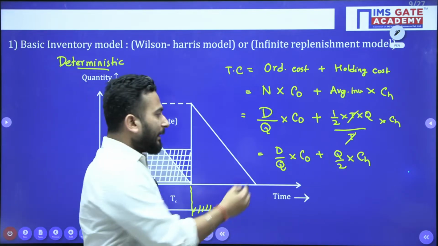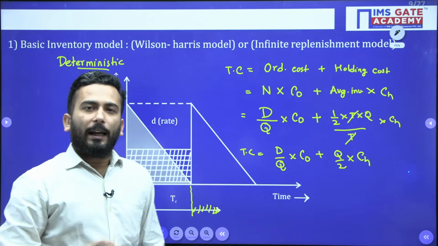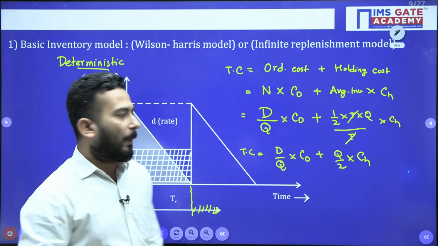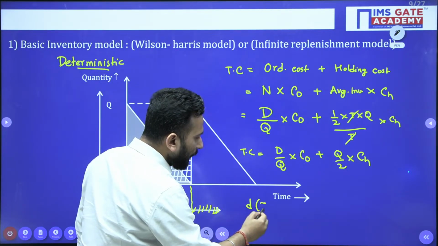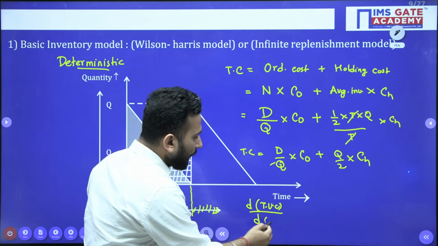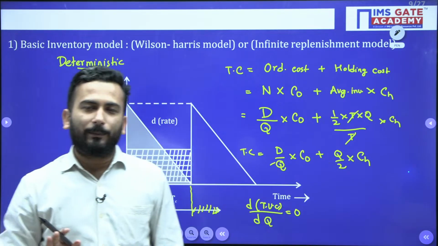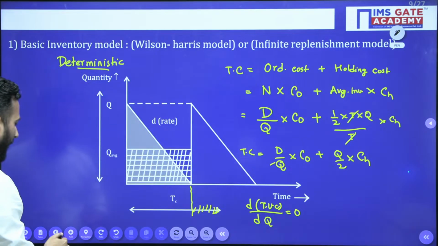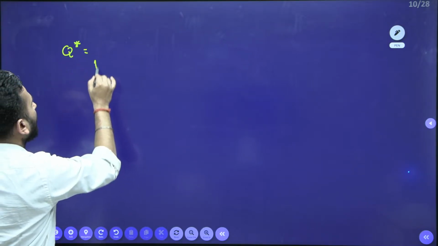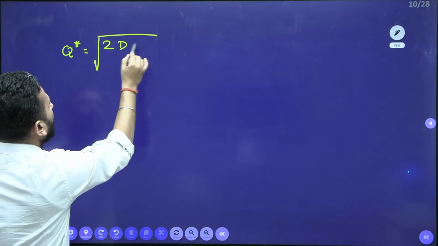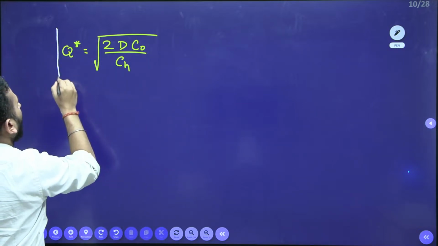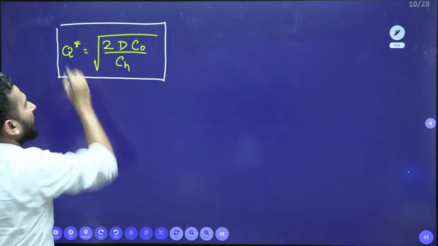Now my dear friends, this is the total variable cost, and if you want to obtain the expression, I already told you that we have to minimize this total variable cost, yes or no? So if you minimize this total variable cost with respect to the variable, which is Q over here, so d by dQ, and if you equate it to 0, you know what we are going to get? Everyone knows this, yes or no? We are going to get Q star, and that is nothing but root over 2D C naught by CH, and that is the formula that you have to remember. I know everyone remembers this.